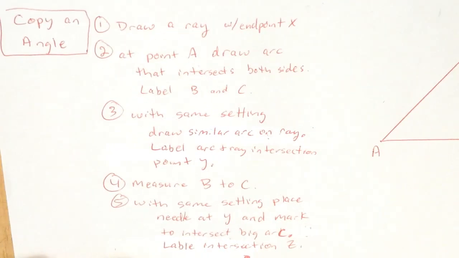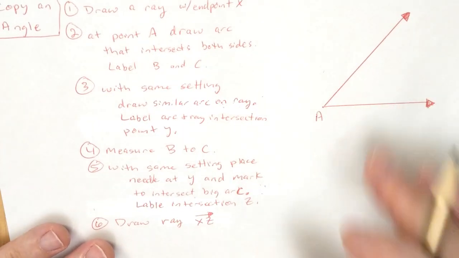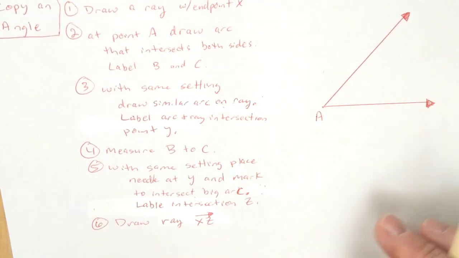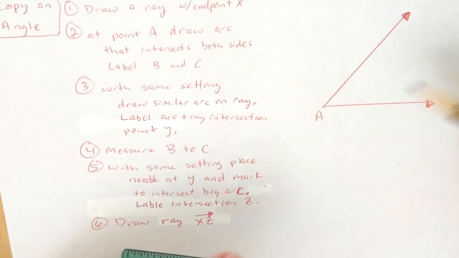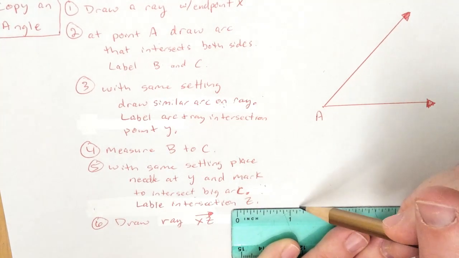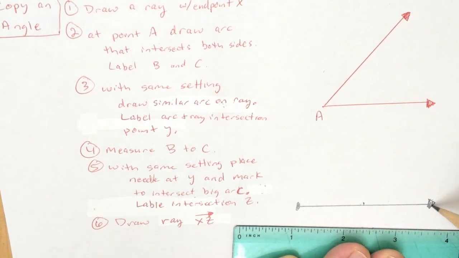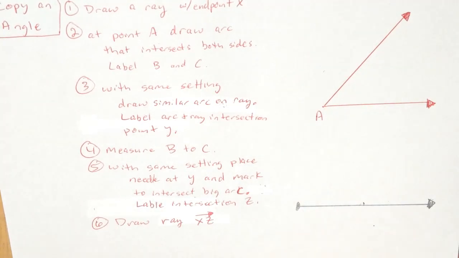Okay, next one. What if we were copying an angle? To copy an angle, we have this angle right here, and we're going to draw a brand new one down here. Step one is you need somewhere to put it. So we're going to draw a ray first. I drew a ray, and it just goes on forever and ever.